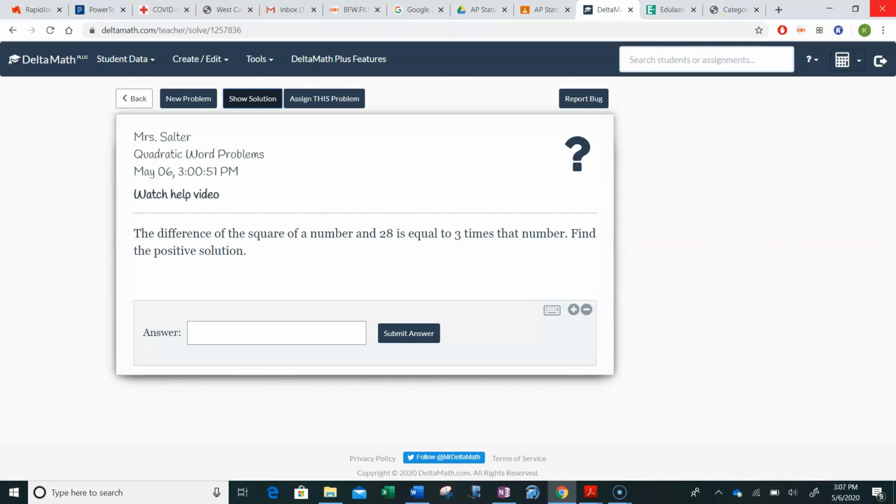So here's an example of one of them in Delta Math. The difference of the square of a number and 28 is equal to 3 times that number. Find the positive solution. You can see how similar this is to the problem we just did. The numbers are just a little different. But in this case, it asks for only the positive solution. So if you were to work this problem out, in the end, you would give the positive answer.